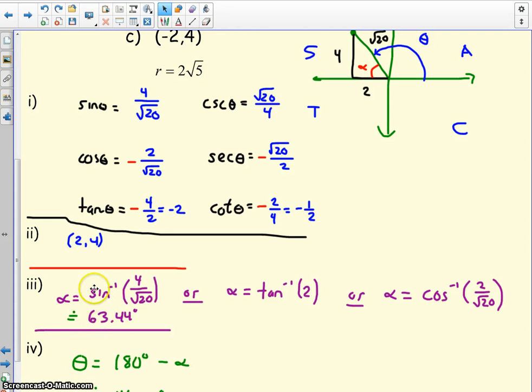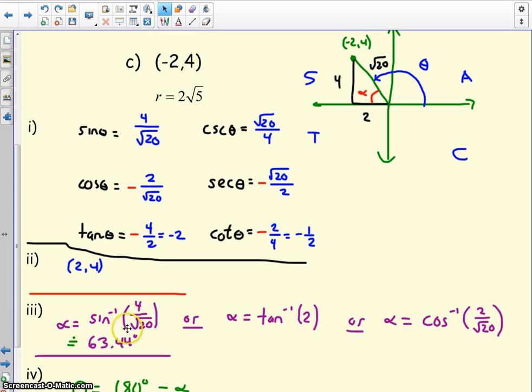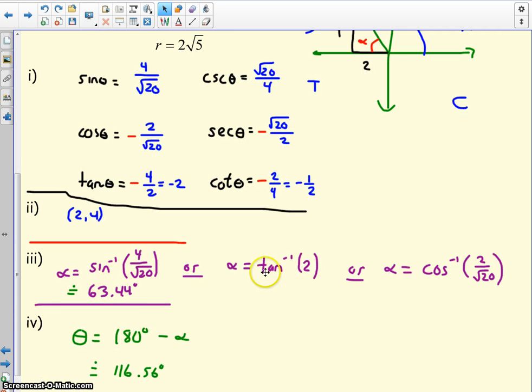Alright, so just to finish this one up here, again, if you want to solve for alpha, we can use the point in the first quadrant, 2, 4 basically, making all those coordinates positive. Or again, we can just use the ratios we've already created, just making sure we have no negatives inside our ratios. So using sine, tan, or cosine doesn't matter, you get the same answer. You should get 63.44 degrees.